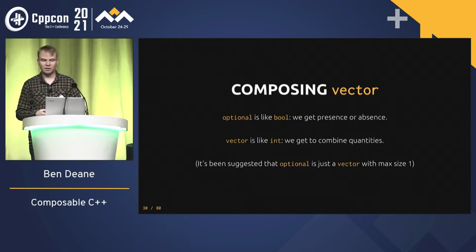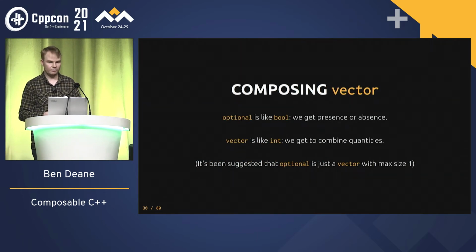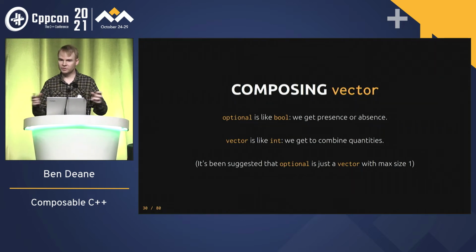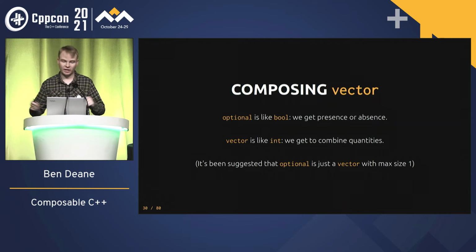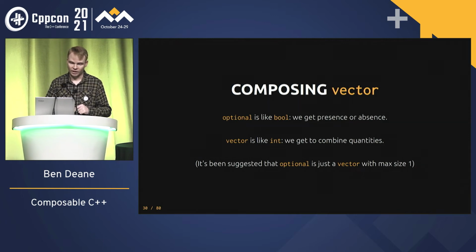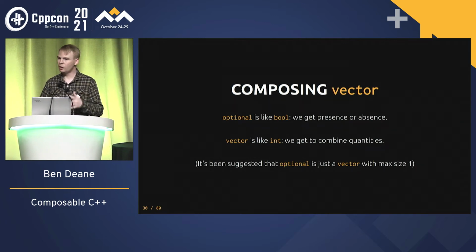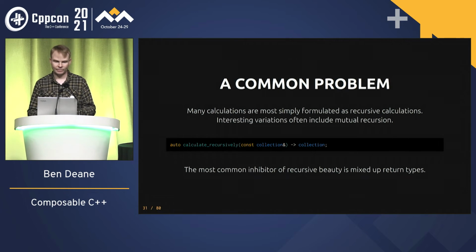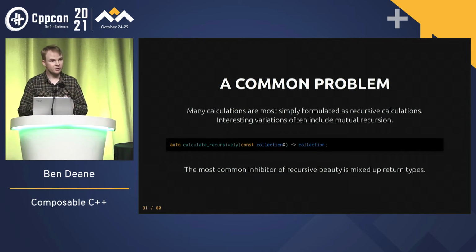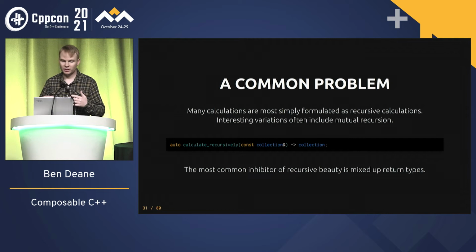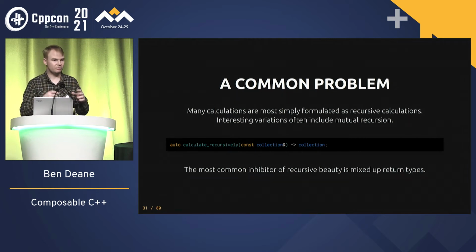So if optional is like bool, we get presence or absence of the thing. Then vector is like int. We get to combine quantities. We get to either merge them together or merge them together in some way, maybe concatenate them. Now, this is where a common compositional problem creeps in. And the problem is usually that I mix up the return type of the thing. And it's almost always down to a mixed up return type in some way.